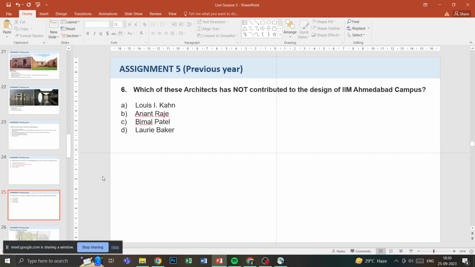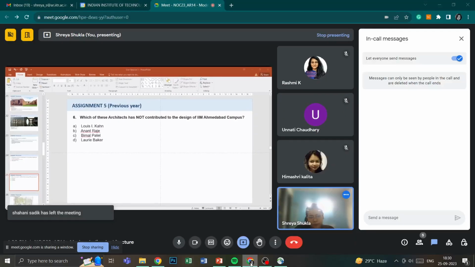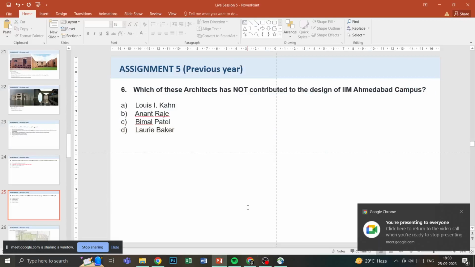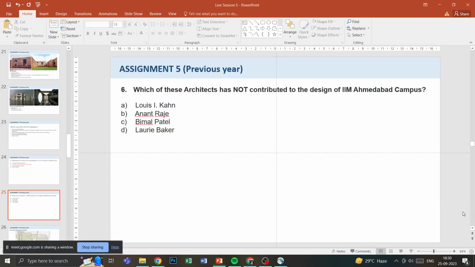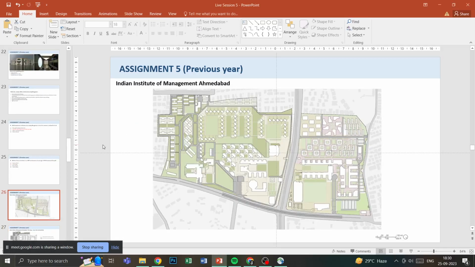Which of these architects has not contributed to the design of IIM Ahmedabad campus? Louis I. Kahn, Anant Raje, Bimal Patel, or Laurie Baker. So this is the plan of IIM Ahmedabad. If you see the road going in between, on the left side of the road is the old campus, and on the right side of the road is the new campus, and both these campuses are actually connected by an underpass under the road. Rather than going for an overpass which goes above the road, they went for an underpass which connects both these campuses.